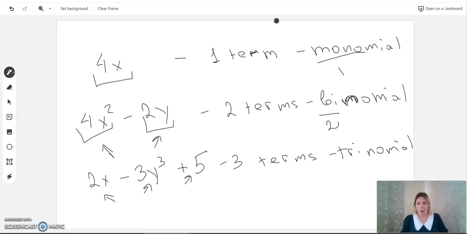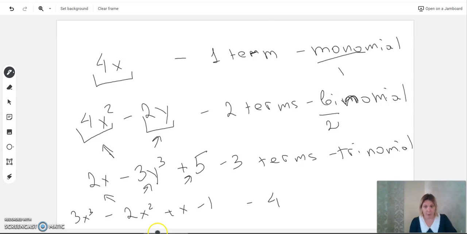Well, what if you have more? Well, if you have more than that, we just call them polynomials. In fact, we call all of them polynomials because poly means many. So if you have something crazy like this, 3x cubed minus 2x squared plus x minus 1, we've got 4 terms. This is a polynomial with 4 terms.